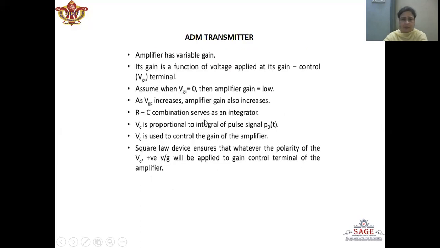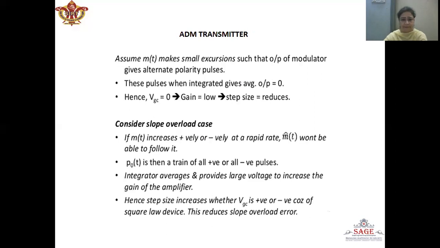Now here we can see that VGC is the gain control terminal. When VGC is 0, then the amplifier gain is low. And when VGC increases, the amplifier gain also increases. Now, this will be served by the integrator, which is formed by the RC combination, and VC is used to control the gain of the amplifier. This square law device ensures that whatever the polarity of VC, a positive voltage will be applied to the gain control terminal of the amplifier.